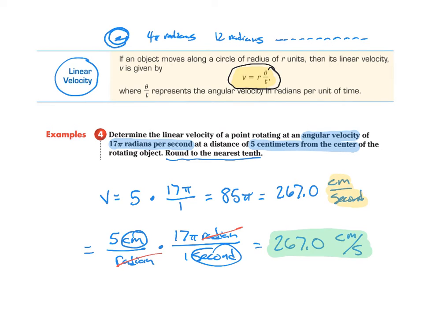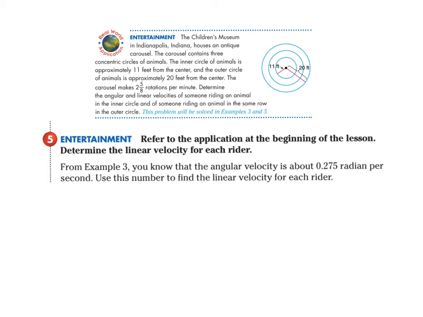So now we're going to go back to that carousel example, and we're going to figure out what the linear velocity is for each of those riders on the carousel. Just to remind you the situation, we have a carousel with 2 rows of animals. One of the circles of animals is located 11 feet from the center, and the other circle is located 20 feet from the center. We computed in the last example the angular velocity of 0.275 radians per second. I think you'll remember that calculation. We are going to try and compute the linear velocity for each rider.